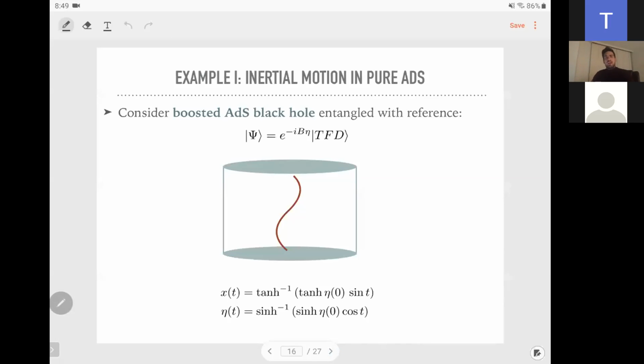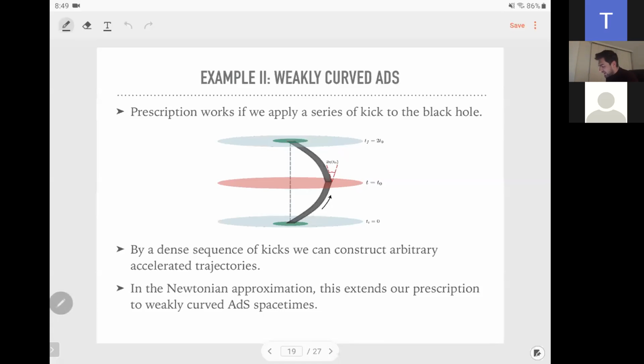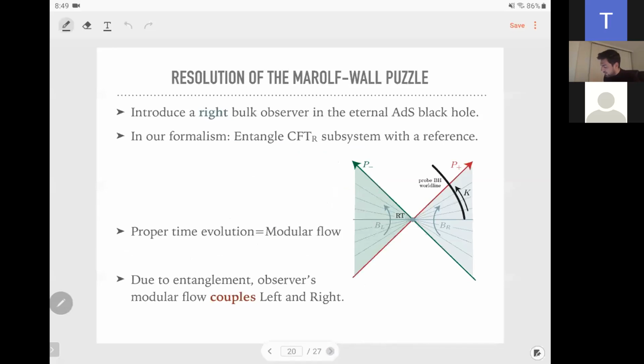Okay, so this has been relatively abstract. You can actually do this explicitly in an example in AdS. I don't have time to describe this, but the whole point is that you can show that this unitary that moves you along a trajectory in AdS can in fact be generated by the modular Hamiltonian, and the coefficient that appears from the calculation is in fact the proper time you would compute geometrically. And you can do this for accelerated trajectories as well. So it works for any observer in AdS, that's the point.